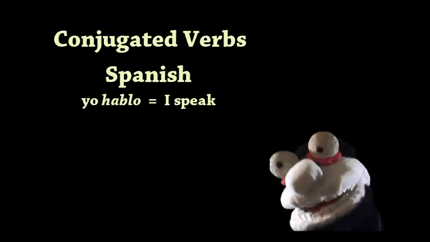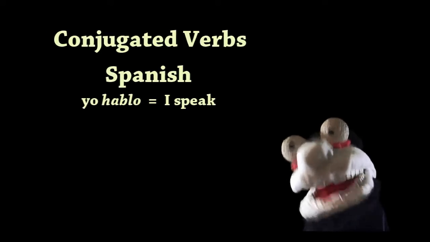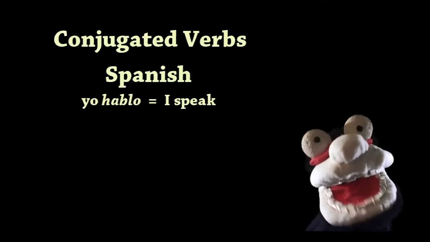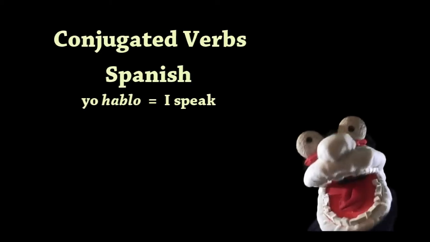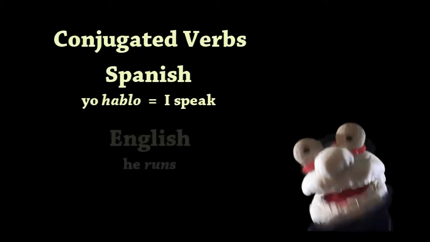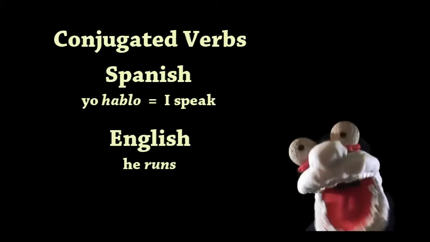The English infinitive verb to run can be changed along with a subject to make a sentence by conjugating. If we had the subject he and we added to the infinitive verb to run, we can make a sentence like he runs. There you go.